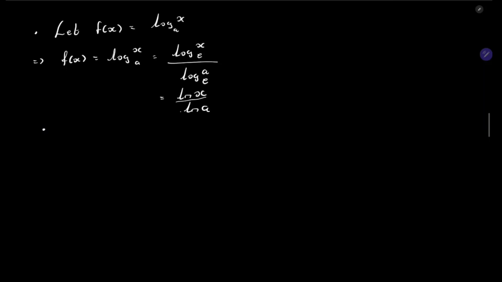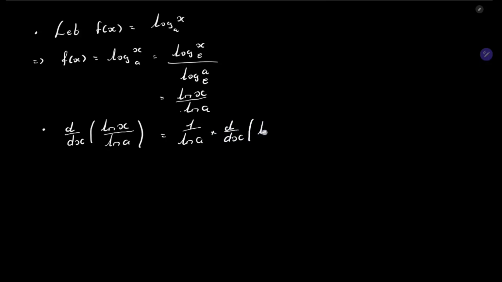Now calculating the derivative of this term, the derivative with respect to x of the term ln x on ln a is the same thing as 1 on ln a times the derivative with respect to x of ln x. In this case, we remove the term 1 on ln a because this is considered a constant, as it doesn't depend on our differentiation variable x. So we can remove it out, which was the constant multiple law.